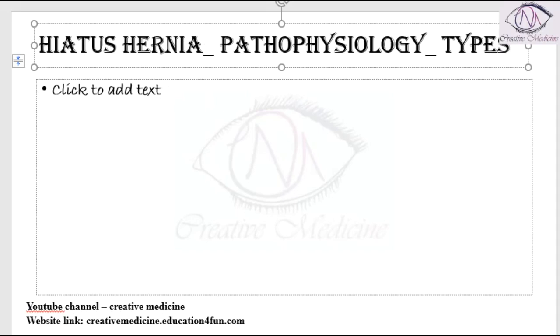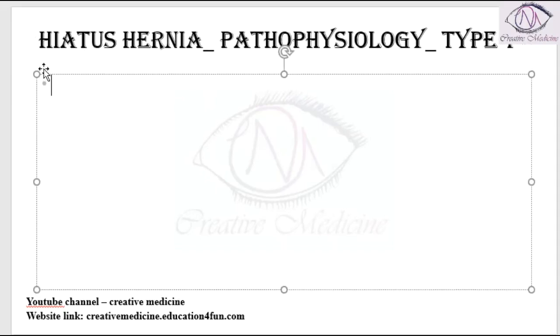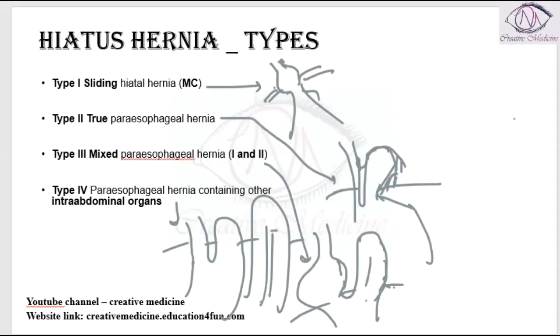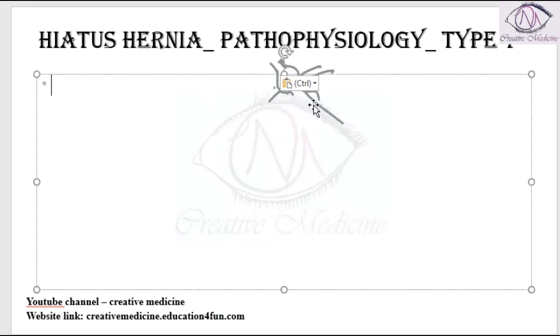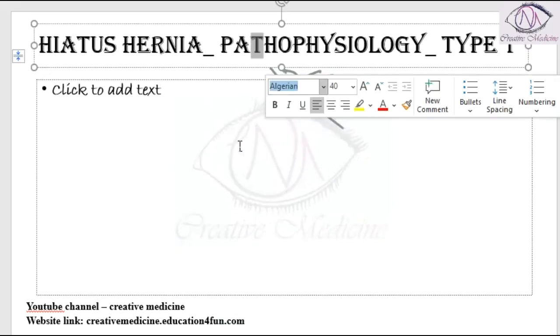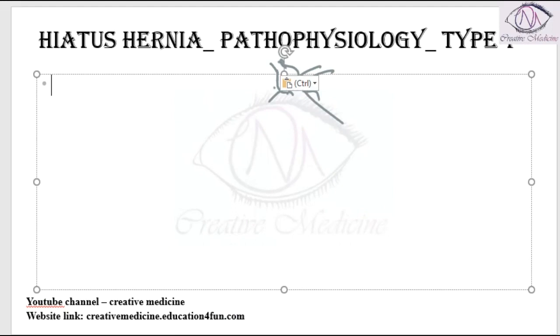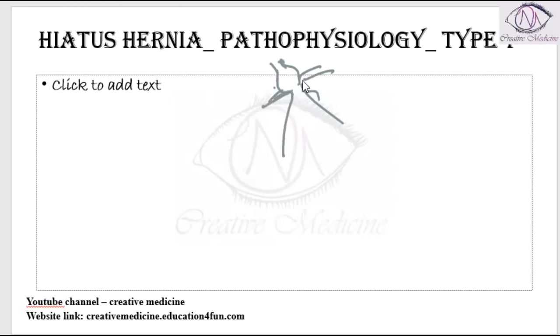First, type 1. In the type 1 hiatus hernia, there is upward displacement of the gastroesophageal junction, which is seen in the sliding hernia. As a result, if you see here, the gastroesophageal junction itself is displaced above in sliding hernia.